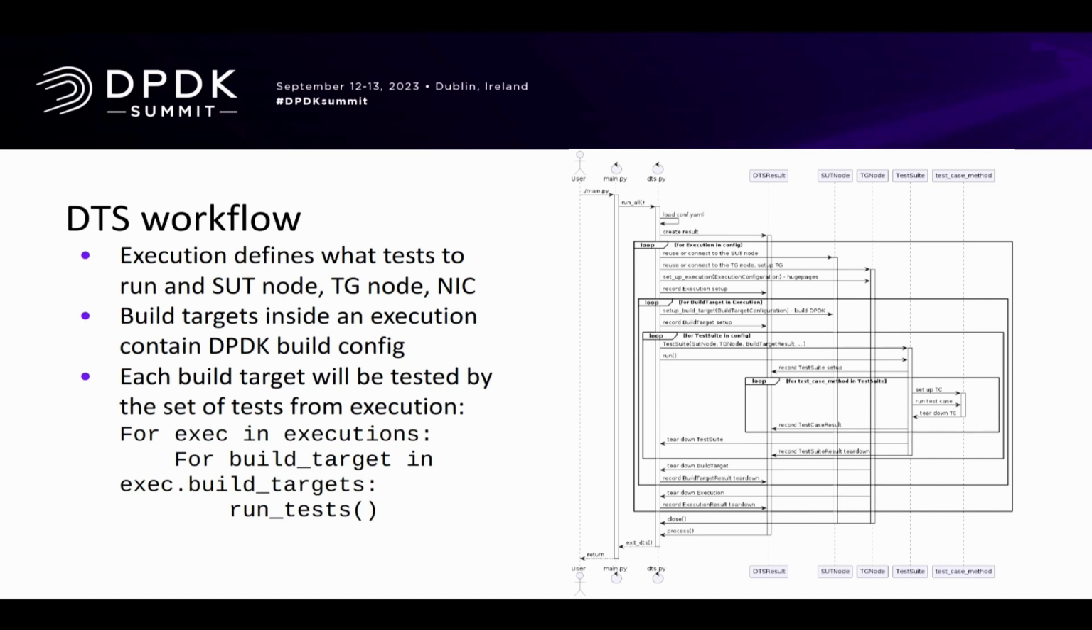Let's look at the diagram on the right, which spells this out in more detail. So going from left to right, the user runs DTS. The first thing that happens is the DTS runner loads the configuration where we define the executions and the build targets, and then DTS just goes in a loop through all the executions and build targets inside the executions. What do we do in an execution?